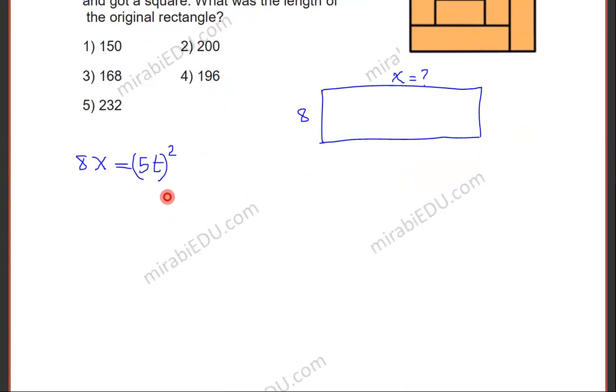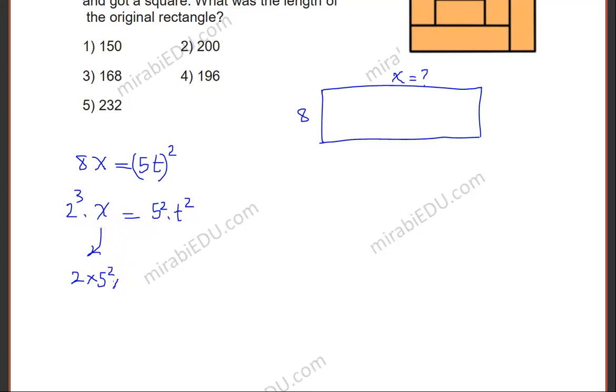Now the right-hand side is a perfect square, therefore the left-hand side must be a perfect square, which means you have here 8x, and you can have 5 squared times t squared. Okay, so x must have at least one factor of 2 and must have 2 factors of 5, because on the right-hand side you have 25, so the left-hand side must have those 2 factors of 5. And can it have more?